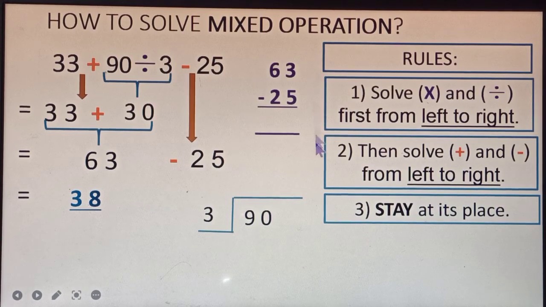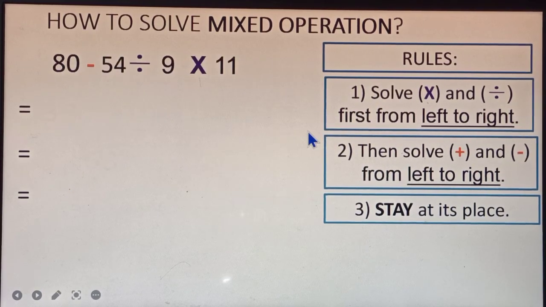Okay, tapi tempatnya tidak boleh berubah, mesti stay saja. Okay, caranya turunkan saja operation di tempat yang sama, tetapi menggunakan rules ini. Alright. Okay, next example, let's see.